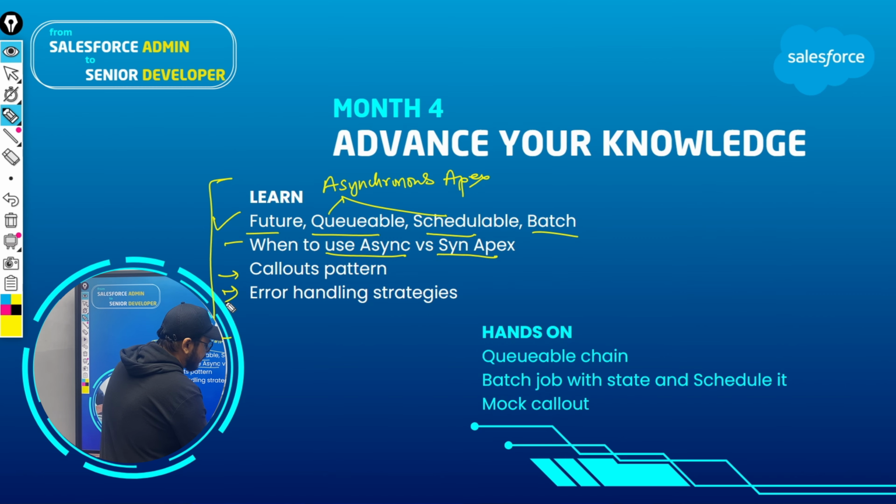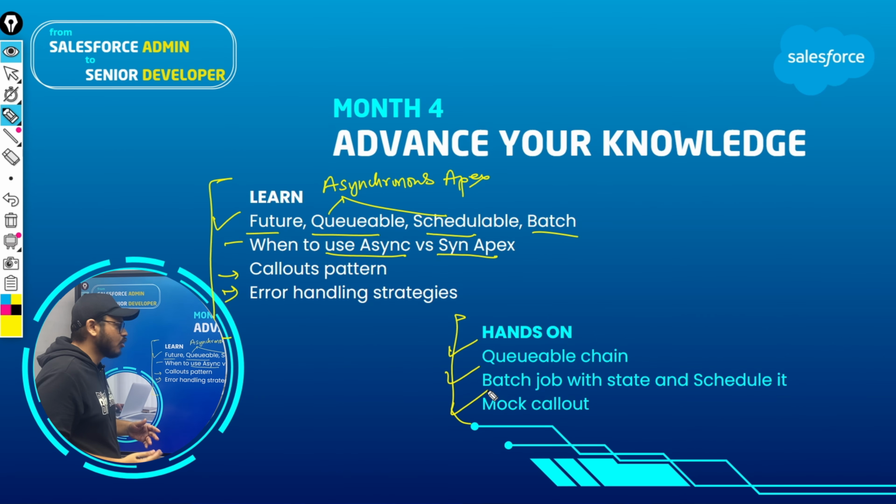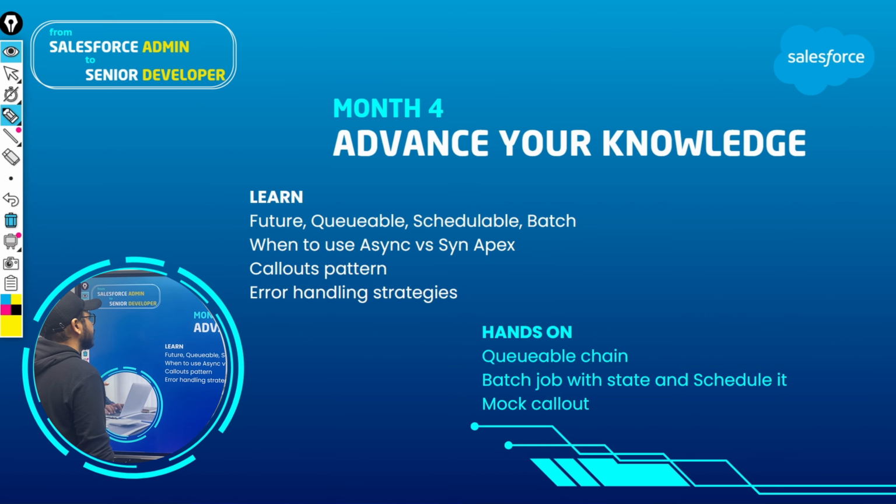All right. And in hands-on, you can build some queueable chains. You can write a batch job with state and schedule it. Try to schedule the batch job. Try to do some mock callouts, etc. So this can be the learning path here for the fourth month.